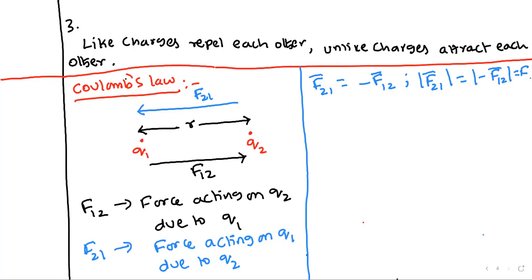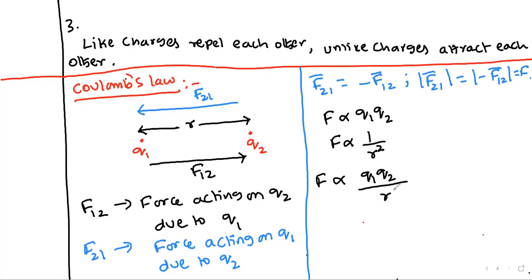Now Coulomb found the value of F. He explained that the force acting between the two particles depends upon the product of the two charges, and it is inversely proportional to the square of the distance between them. So combinedly, we can say F is directly proportional to Q1 Q2 by R square.